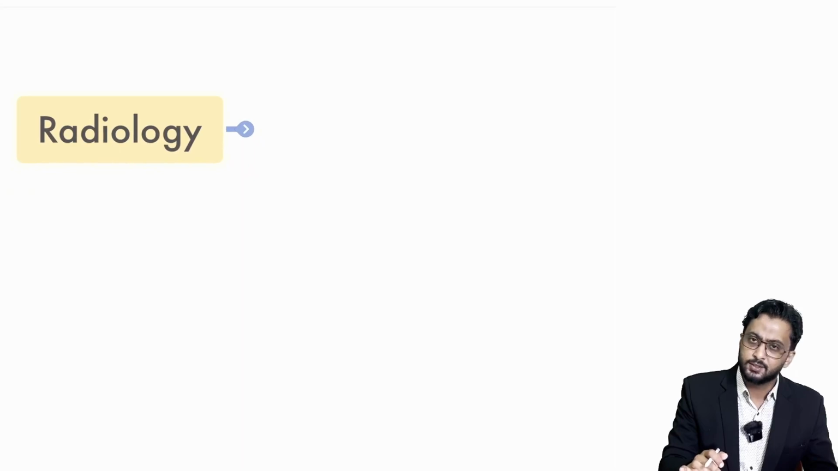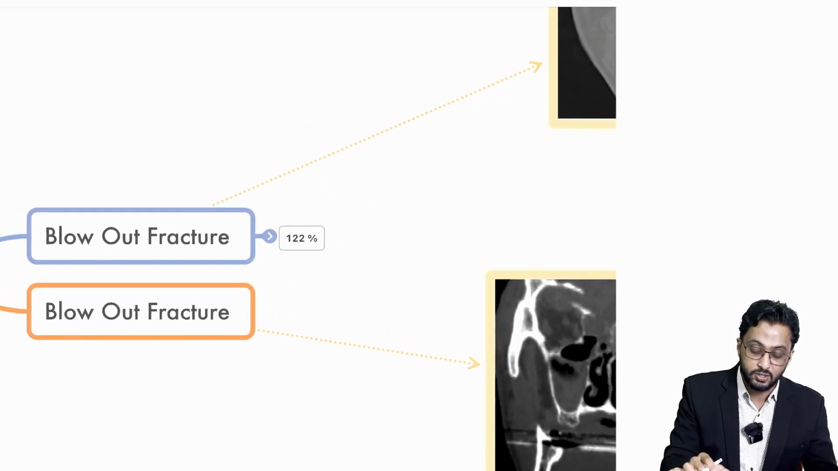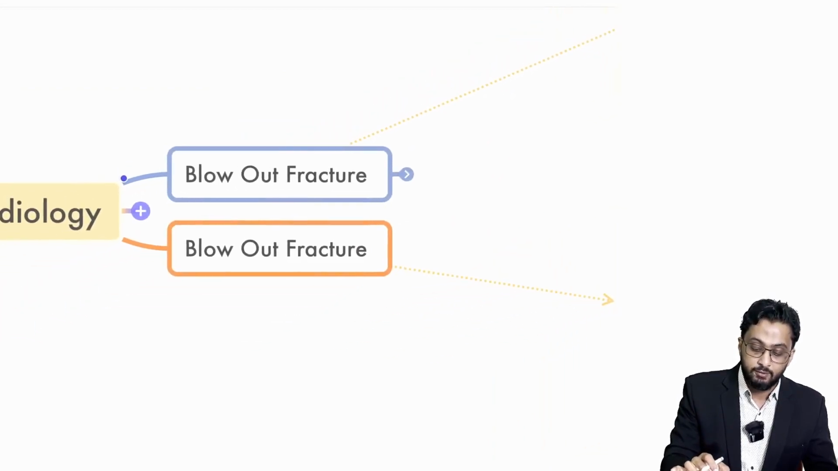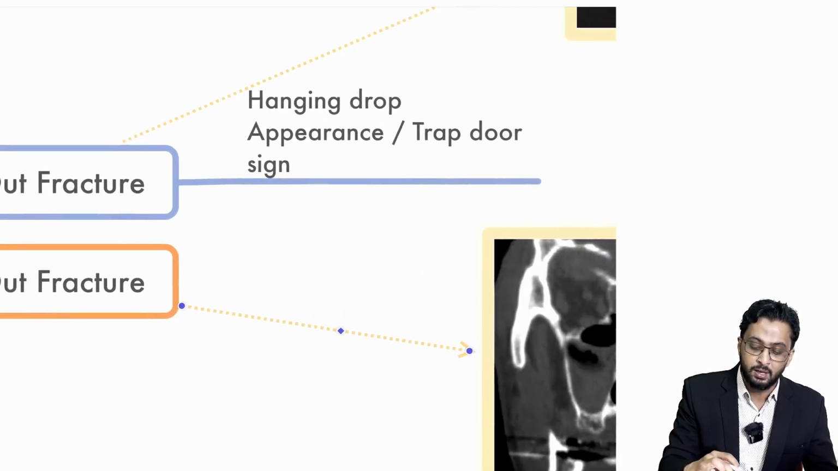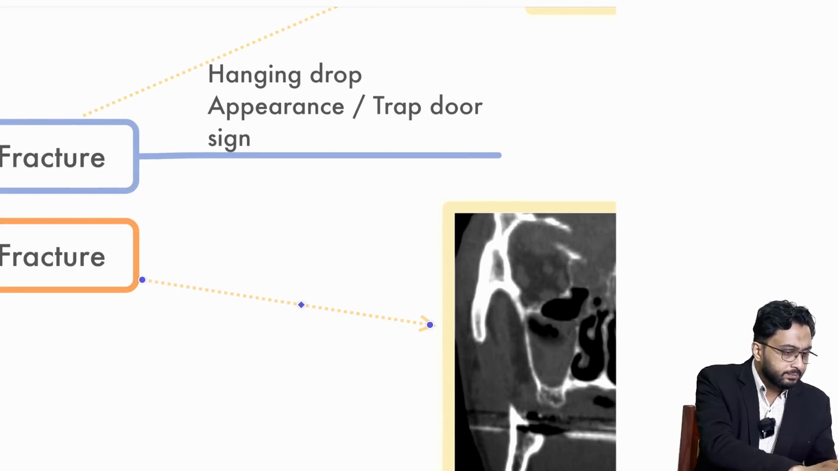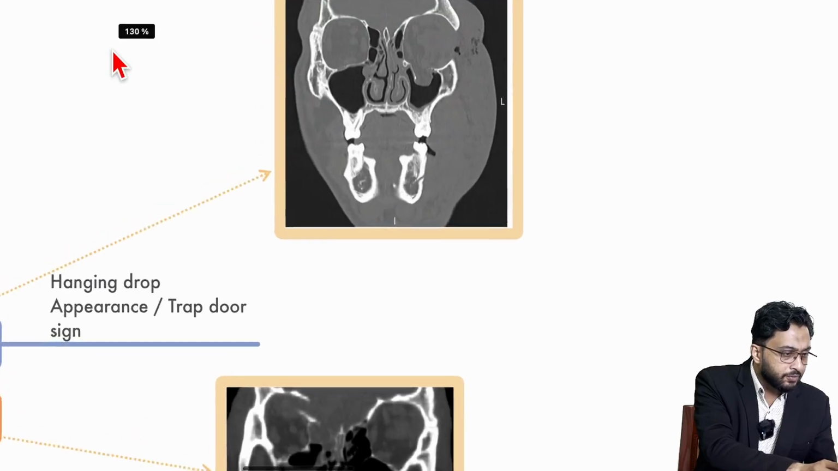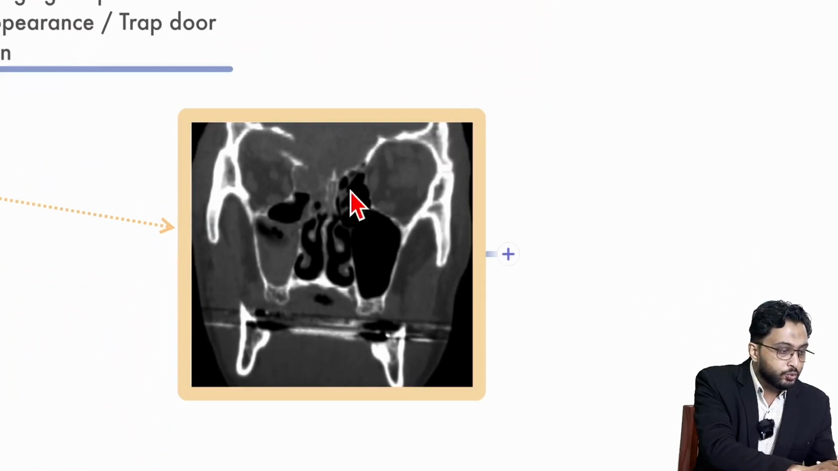Now radiology. This is a very important point to note. Radiologically, how can you differentiate the blowout and blow-in? A very important sign of blowout fracture, which you have heard of multiple times, is the hanging drop appearance or trap door sign. So if I come to this, this is a picture of the first one showing the blowout fracture, the second one showing the blow-in fracture.